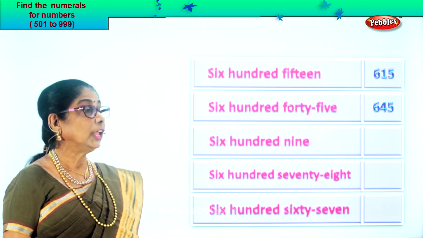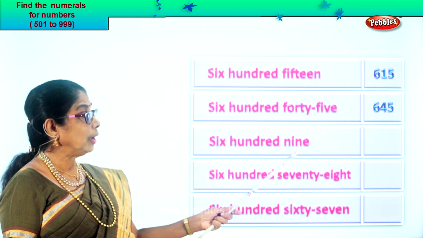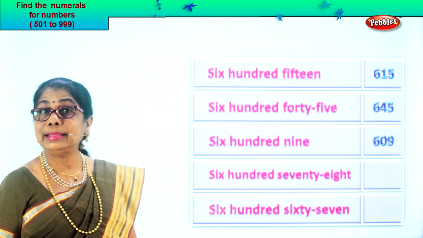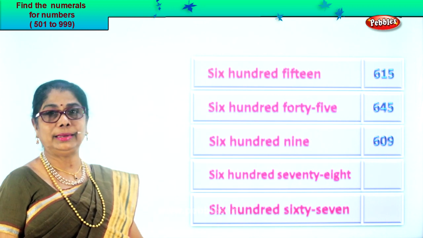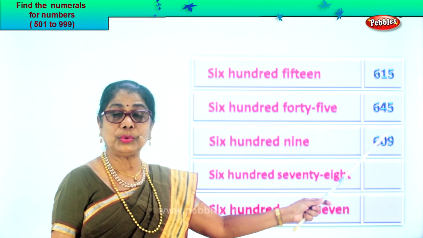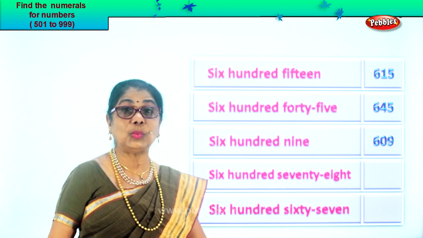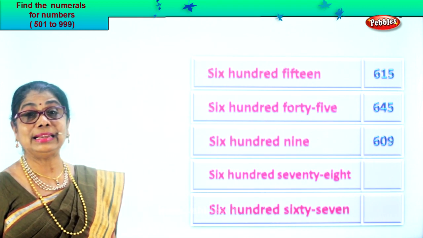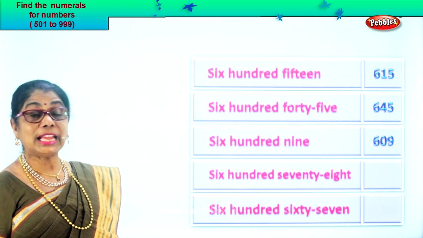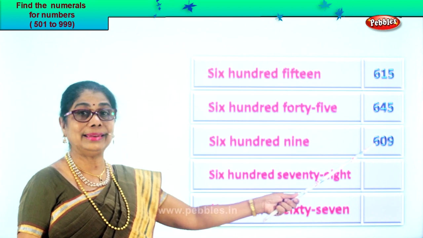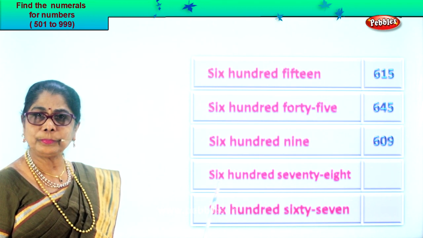609. You have 600. 6 in the 100 place. You have 9 here, which is the 1. And in the 10th place, you don't have anything. So you have 609. Yes? 609. Single digit. You have 9 in the 1st place, 6 in the 100, and 0 in the 10th place. 609. Are you enjoying the exercise? Look. Next. Read it with me.